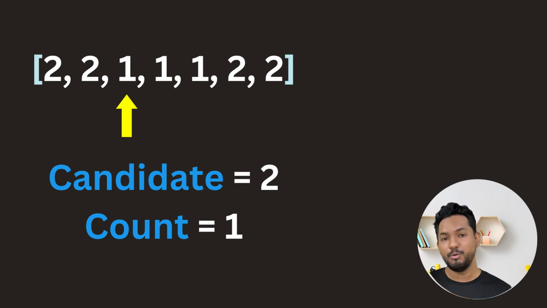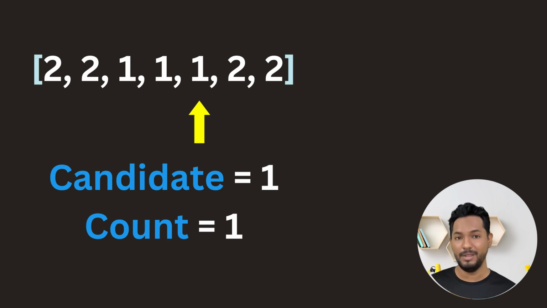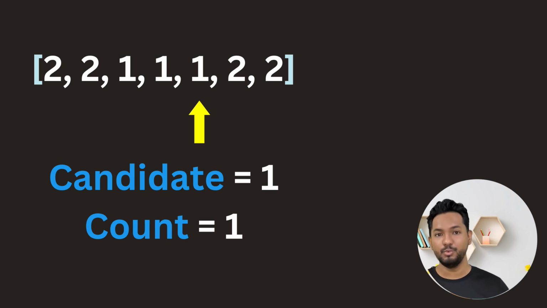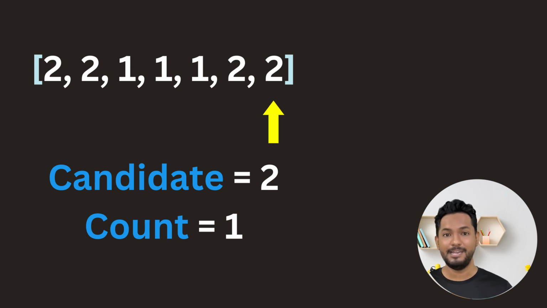We encounter 2 more ones and the count eventually drops to 0. At this point, we switch our candidate to 1 and reset the count to 1. As we continue, we find another 2, and since the count was reset, we switch our candidate back to 2. Finally, after processing the entire array, we return the majority element, which is 2.